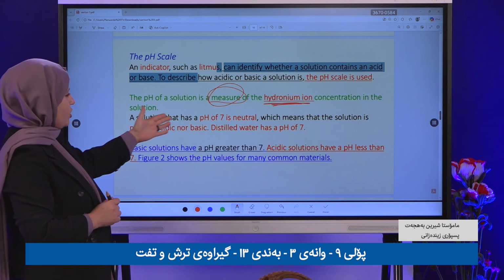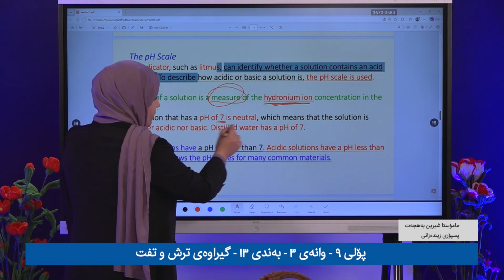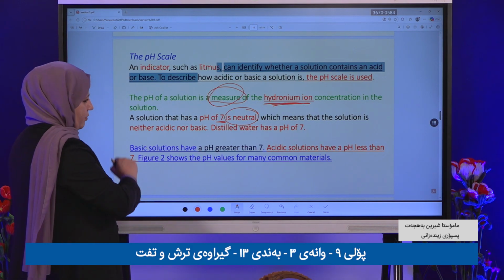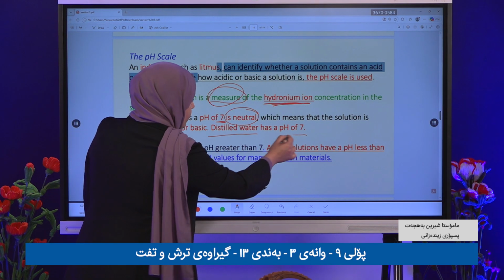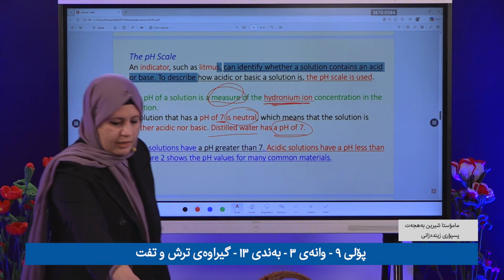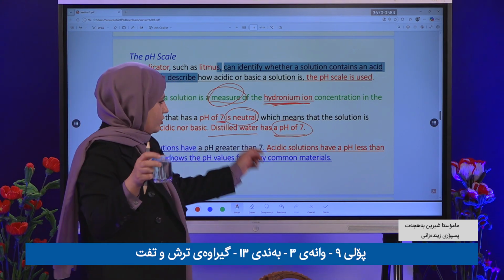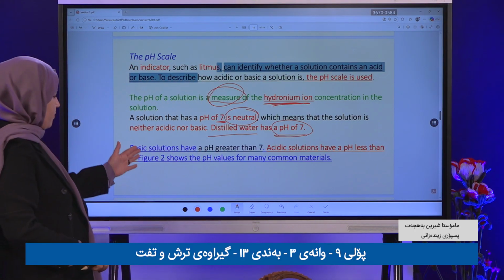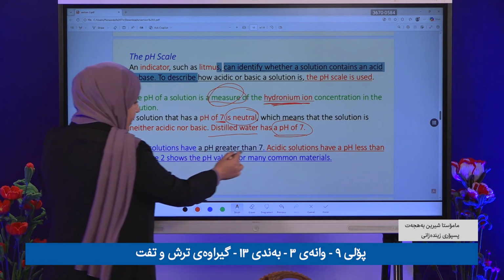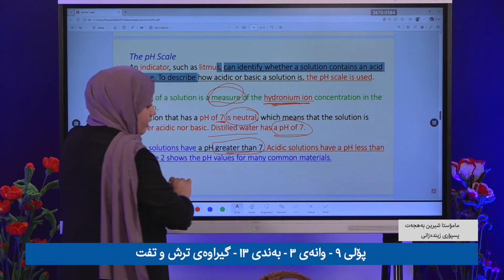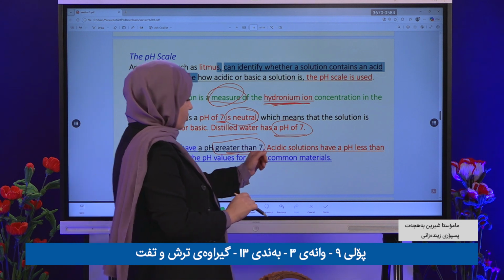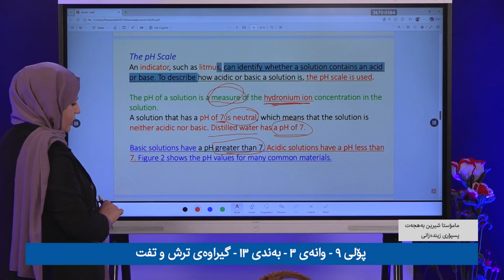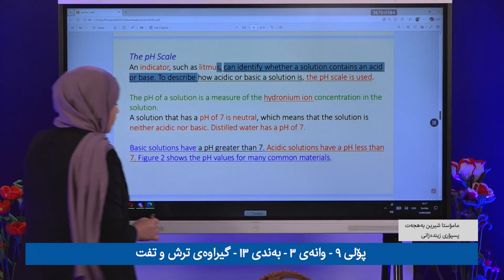Clear? A solution that has pH 7, that means what? Neutral. The solution is neither acid nor base. Distilled water has a pH of 7, which is the normal one. Clear? A basic solution has a pH greater than 7. Okay? So an acidic solution has a pH less than 7. Look at the picture. It will be clearer.